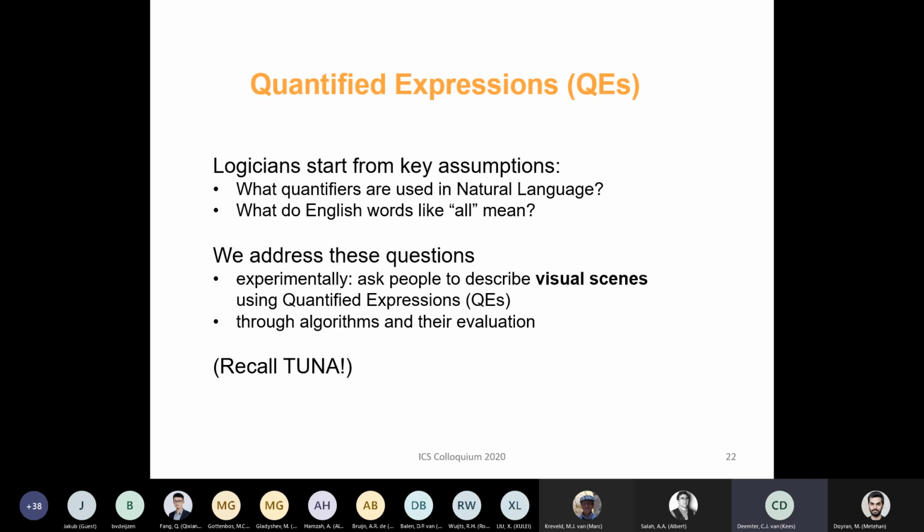So what can we do in this area? Well, given that there's so much work done already by, for example, logicians. Logicians start from key assumptions, like these are the important quantifiers. But which quantifiers are actually used in ordinary language? And by the way, what do they really mean? And you see this coming. We want to study these questions in the way that I was talking about 5 minutes ago, when I talked about the TUNA experiments.